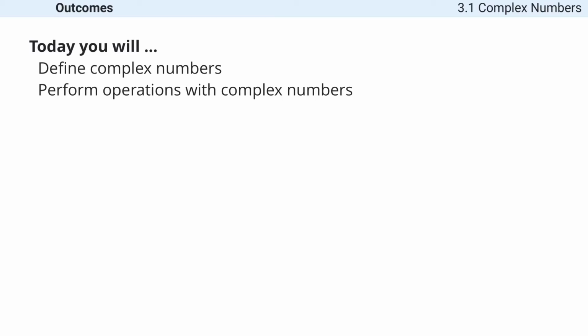In this video, we are going to look at complex numbers. We'll look at what a definition is, maybe why we use them, and we'll also look at doing operations with complex numbers.